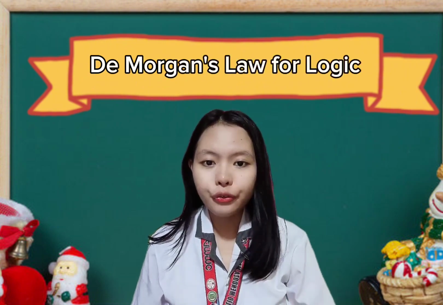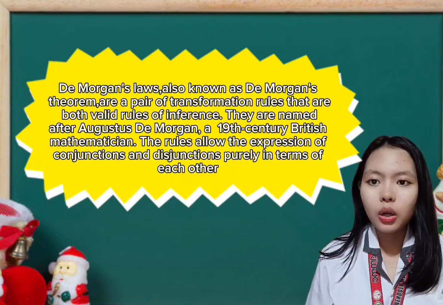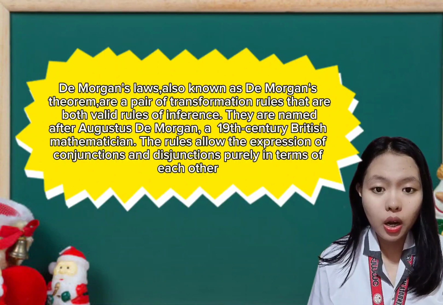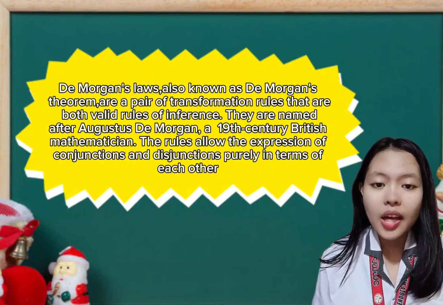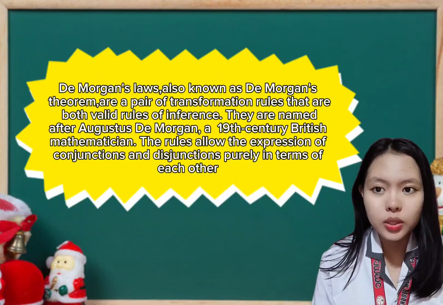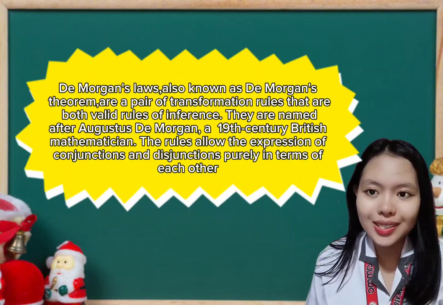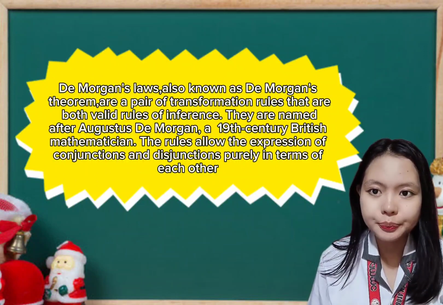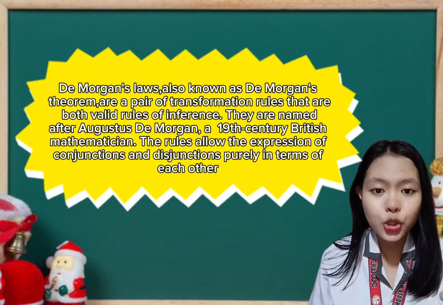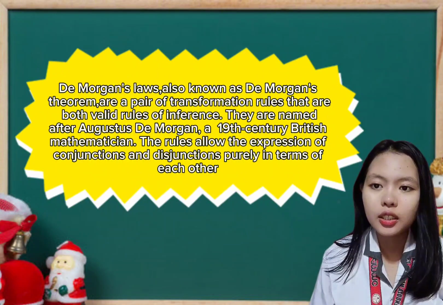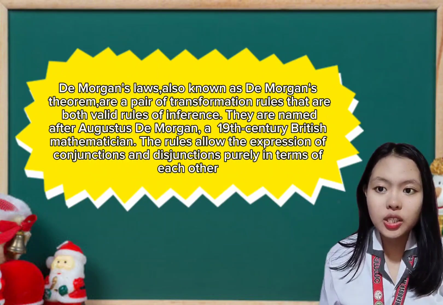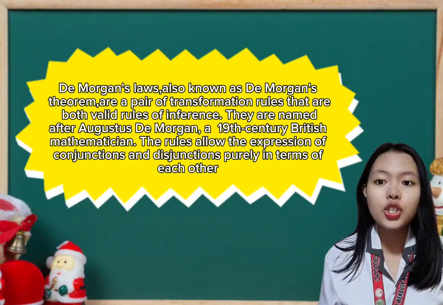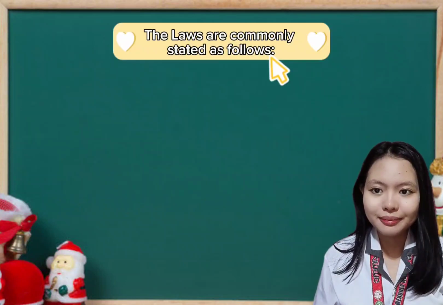De Morgan's Law for Logic. De Morgan's Law, also known as De Morgan's Theorem, is a pair of transformation rules that are both valid rules of inference. They are named after Augustus De Morgan, a 19th century British mathematician. The rules allow the expression of conjunctions and disjunctions purely in terms of each other via negation.